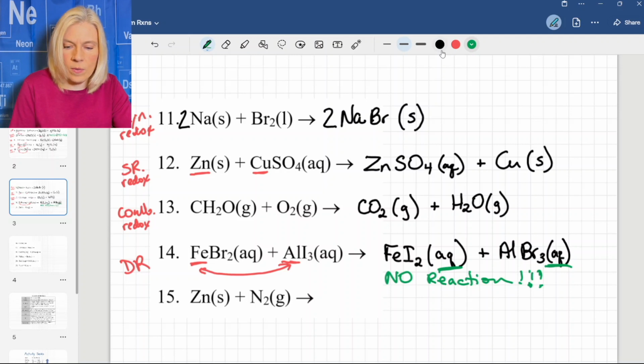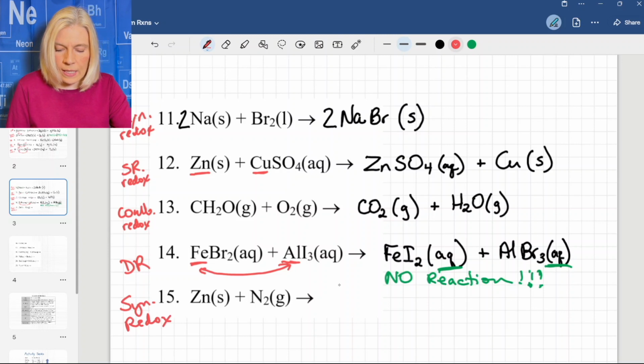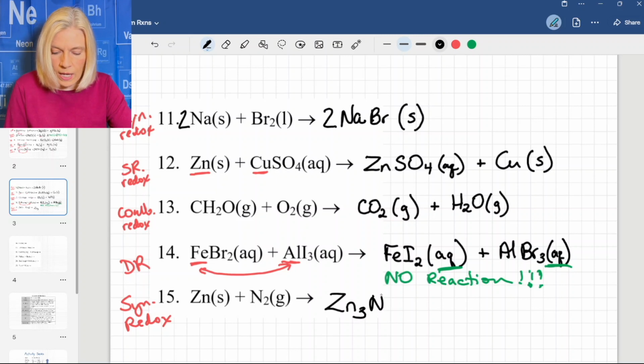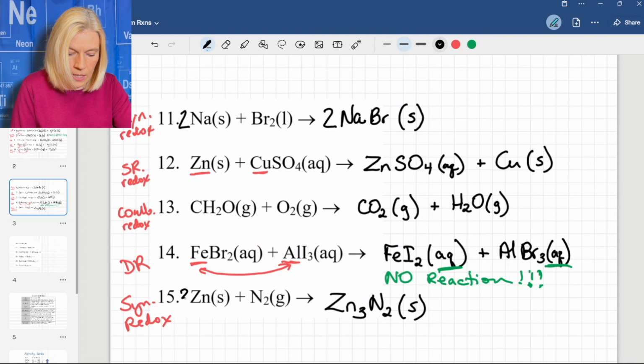Okay, let's keep going. This reaction here, we have a metal and a non-metal. So what do we have? We have synthesis, redox. So zinc combines with nitrogen. Now zinc is 2 plus with a non-metal. So Zn3N2. And this will be my solid. And I need to then quickly balance my reaction.